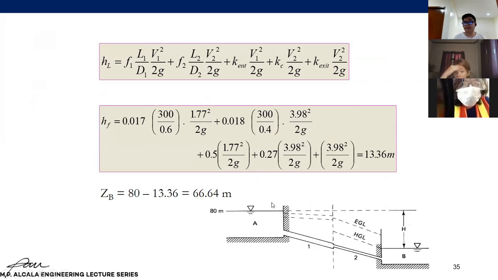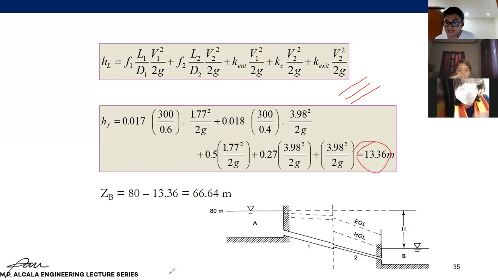So summing up everything. Simply, akala nakaka-intimidate lang kasi ang haba ng solution, di ba? Si Harold nag-PPM pa. Di ba? Ang haba ng solution nyo, guys. Pero, lahat yan given na. Lahat yan na-identify nyo na. So summing up everything, you get a head loss of 13.36.